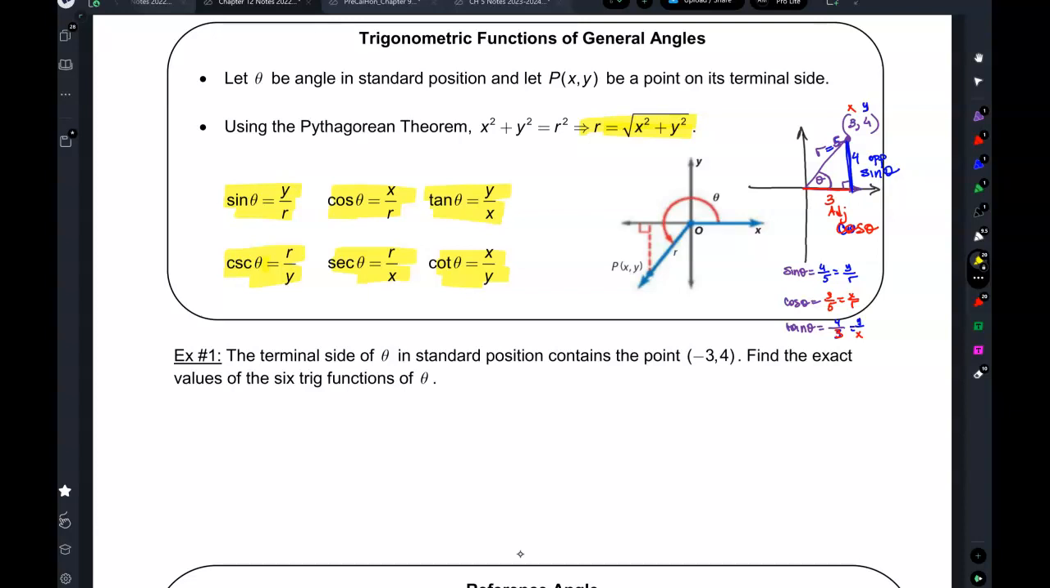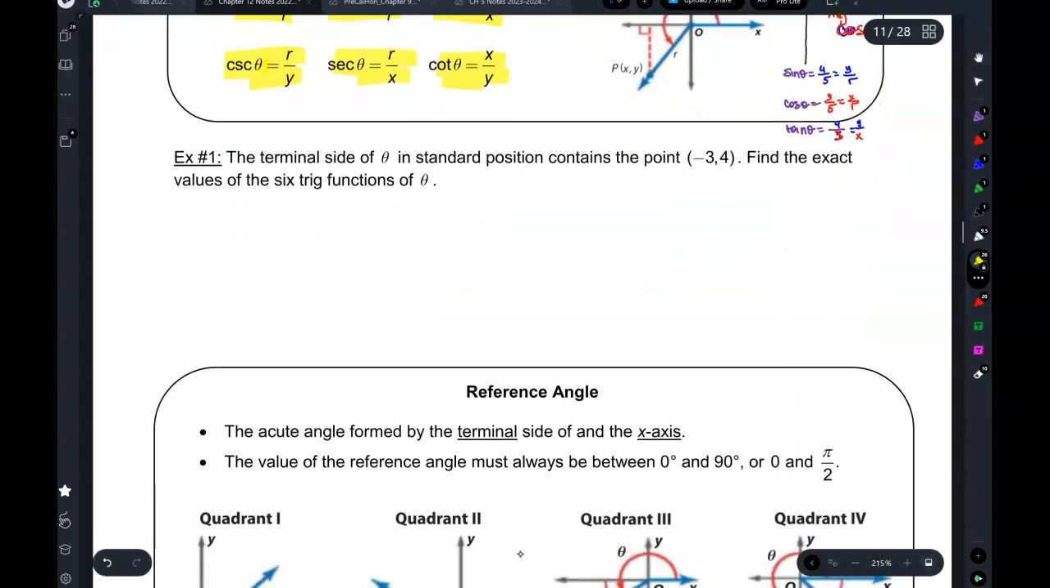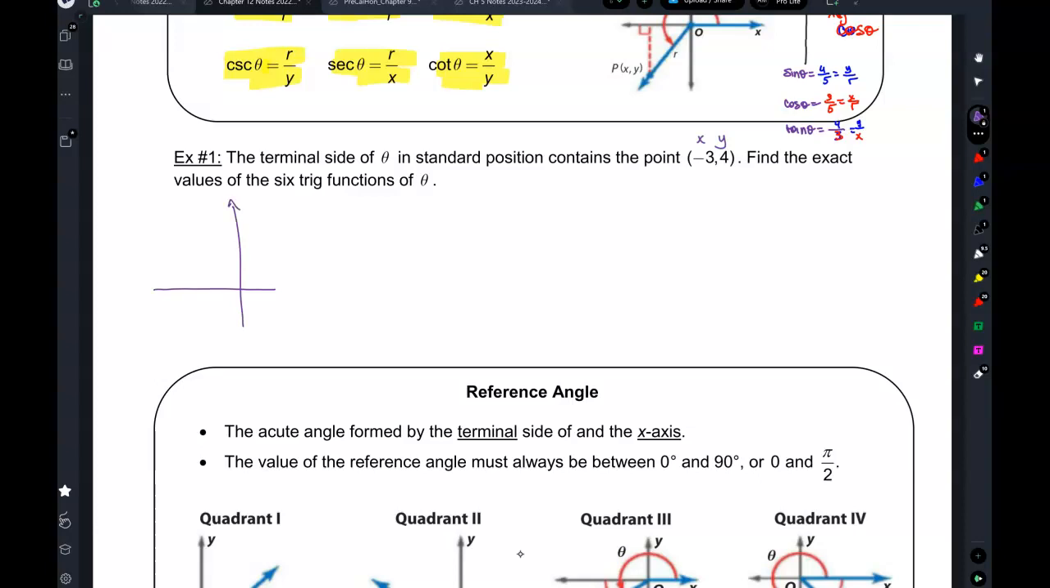So why don't we go ahead and do some of this? Let's do this. The terminal side of theta in standard position contains the point -3, 4. So here, this is x, this is y. Find the exact values of the 6 trigonometric functions of theta. Now, you don't have to draw this ever. Just this one time we're going to. So this is -3 and 4.